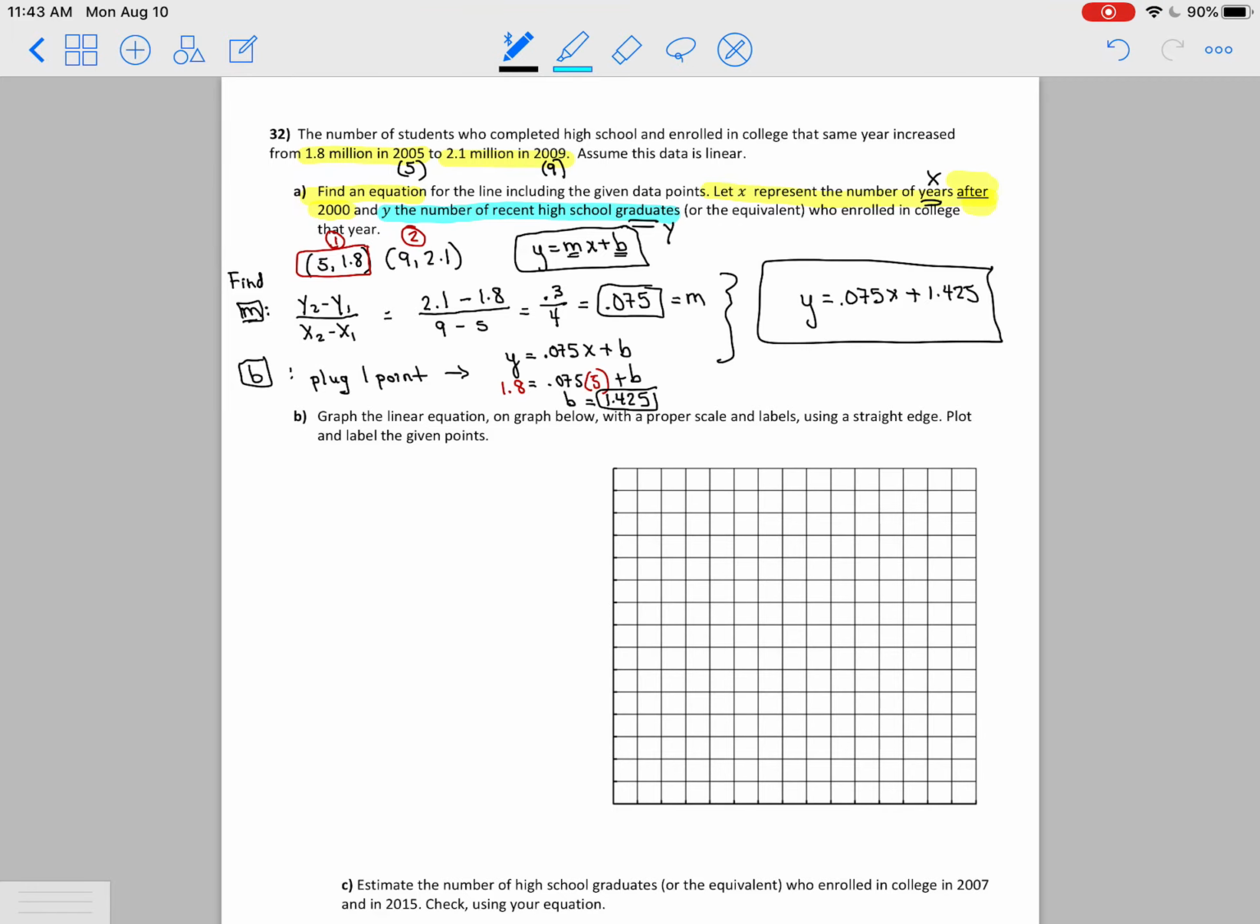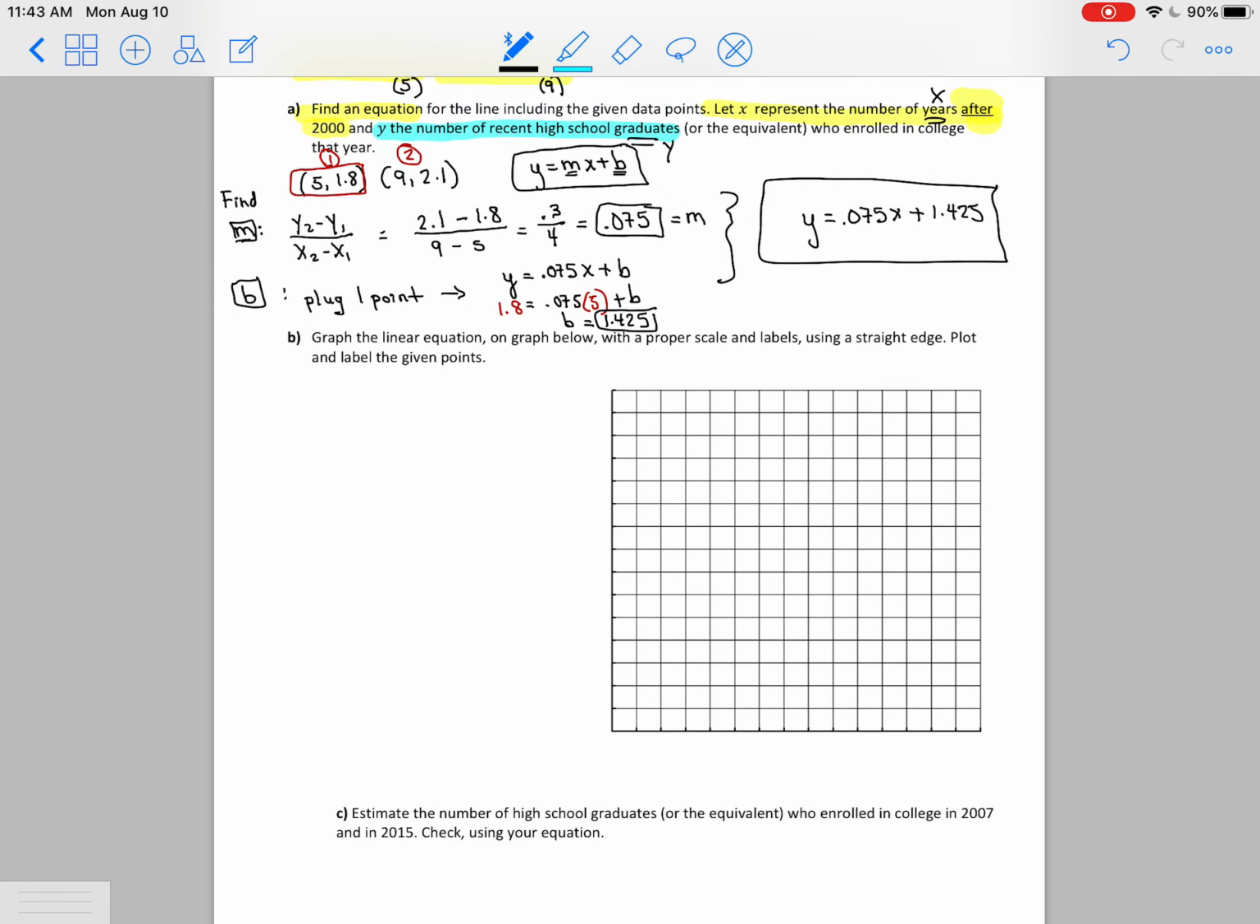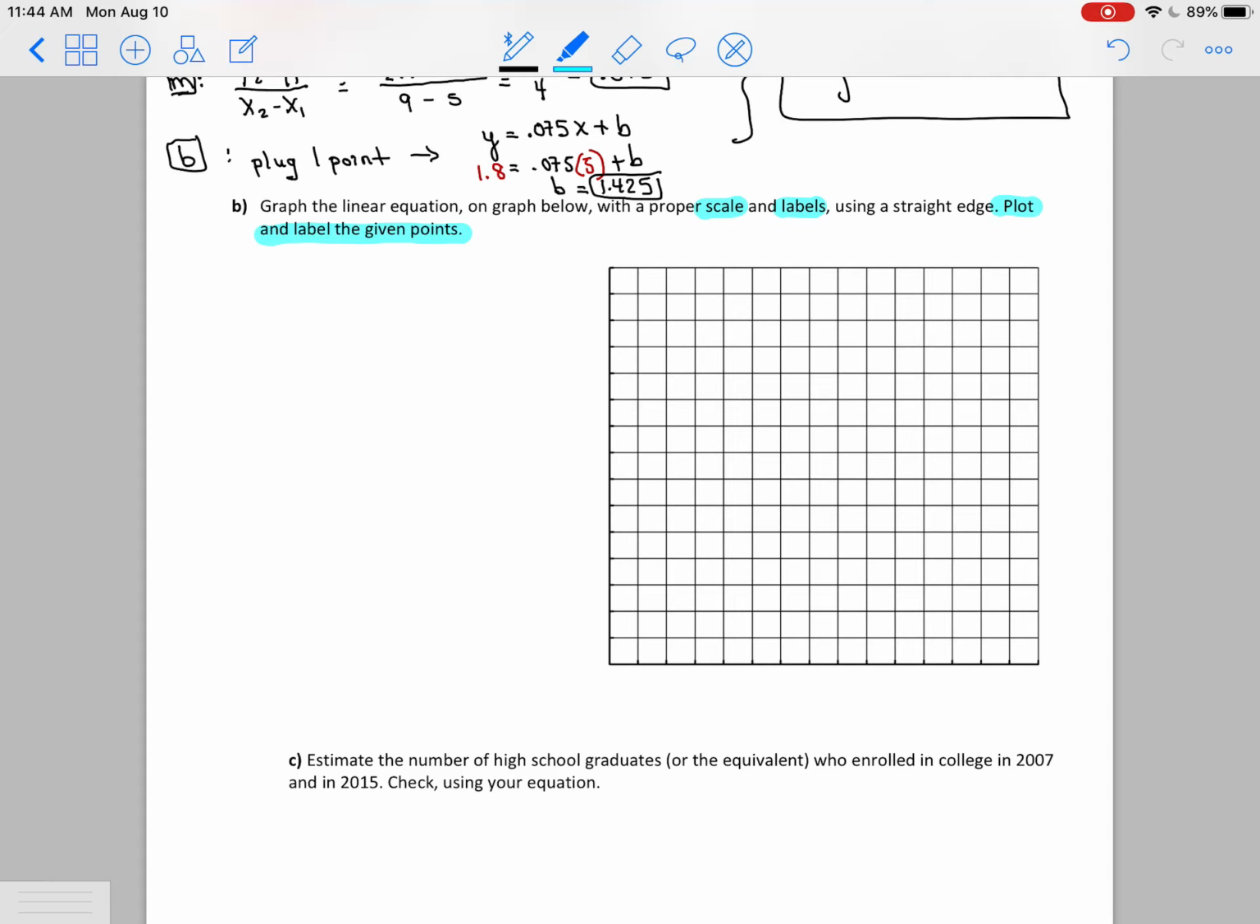Now, of course, that's really important to find at the beginning because everything that we graph is based on this equation, right? All right, let's jump down to B. It says graph the linear equation on the graph below with proper scale. Let me do a little bit of highlighting here. We've got to find some important things. We need the proper scale, and we need labels on that graph. And then we also want to plot and label the given points. So we want to make sure, because all of that, the scaling, the labeling, plotting, all of that will constitute the total point value for these type of problems. And if you leave that out, of course, you miss some of those points.